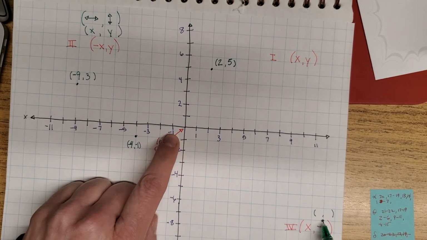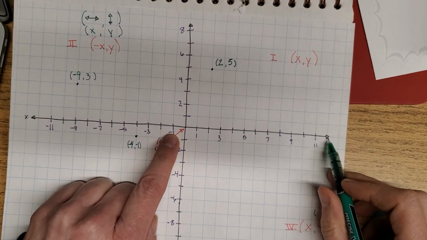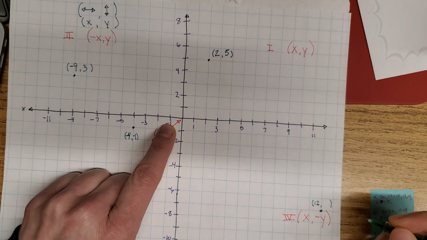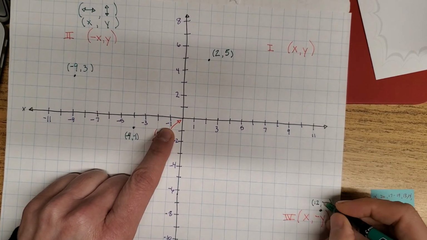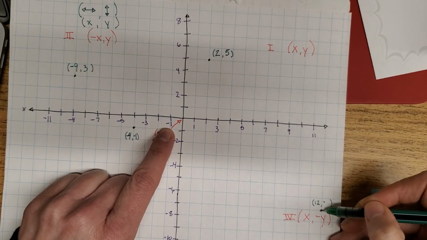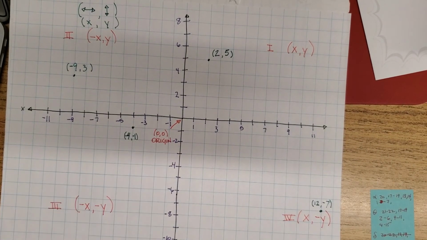Okay. Oh gosh, we got to go clear over here. It's not labeled, but it's only 1 more than 11, so it must be 12. And then we're going down, so I know that's going to be a negative. 1, 2, 3, 4, 5, 6, 7. Boom.